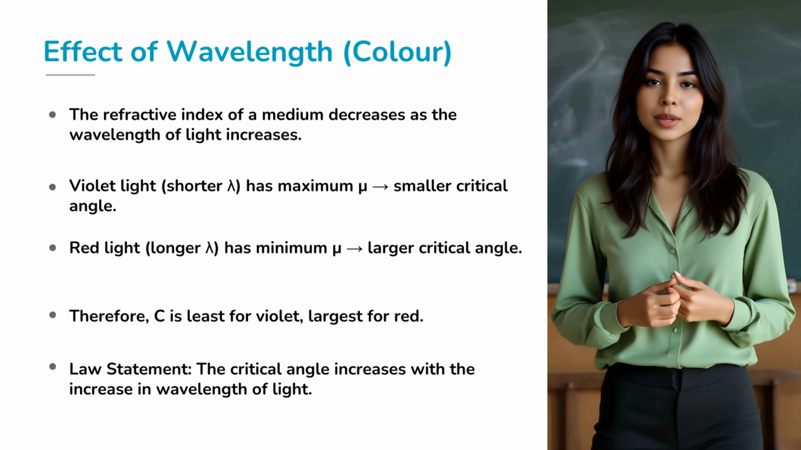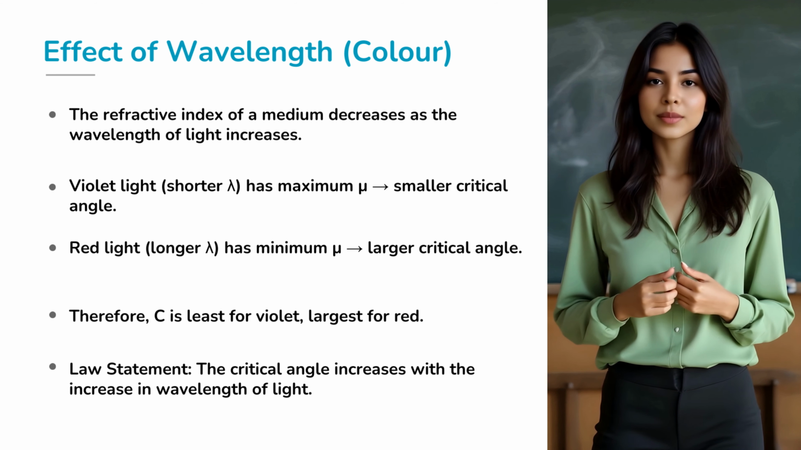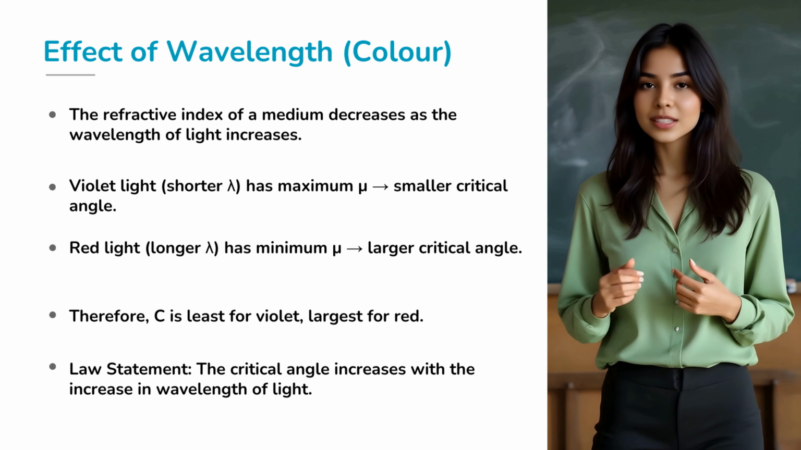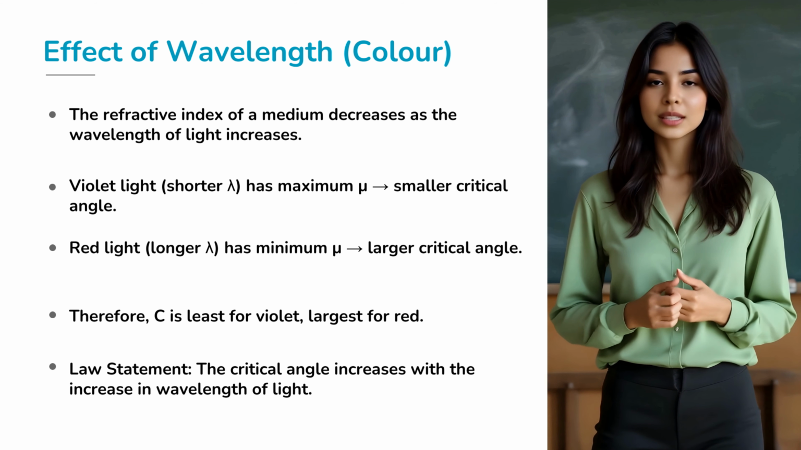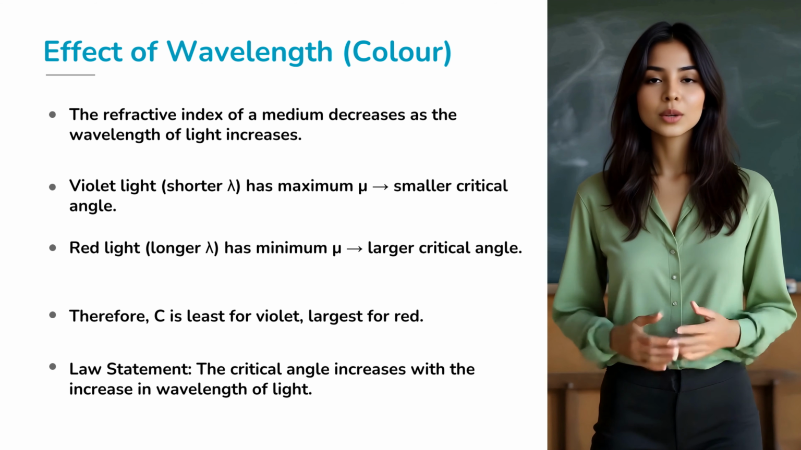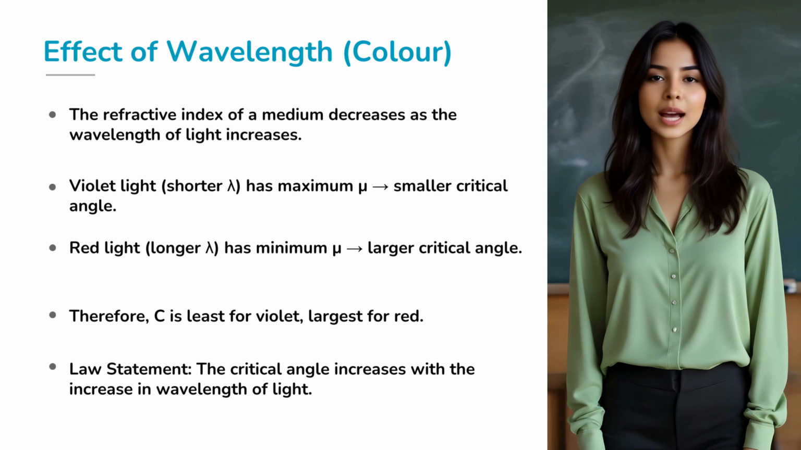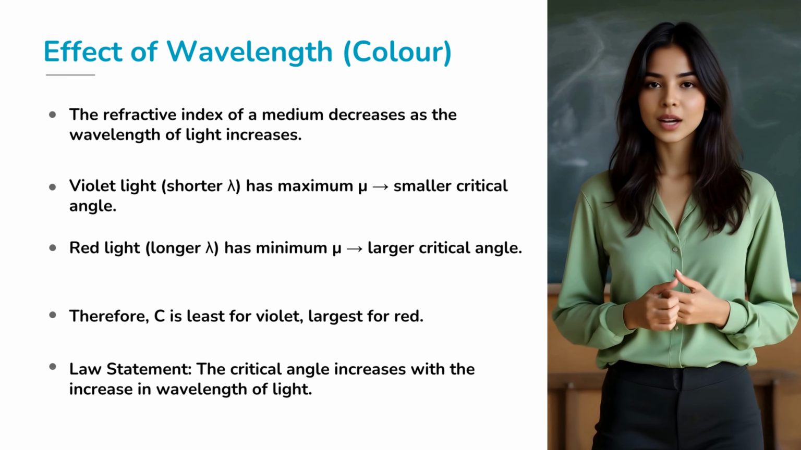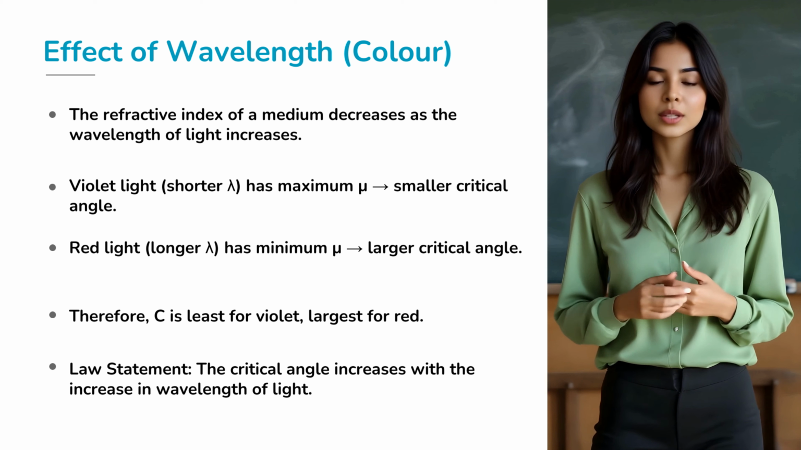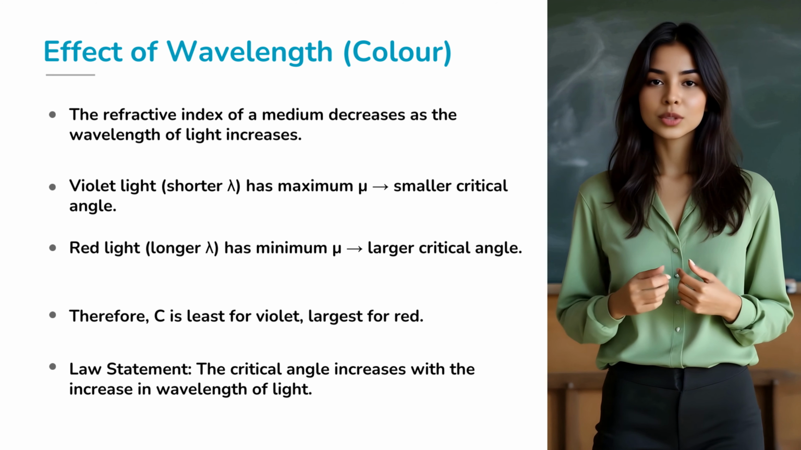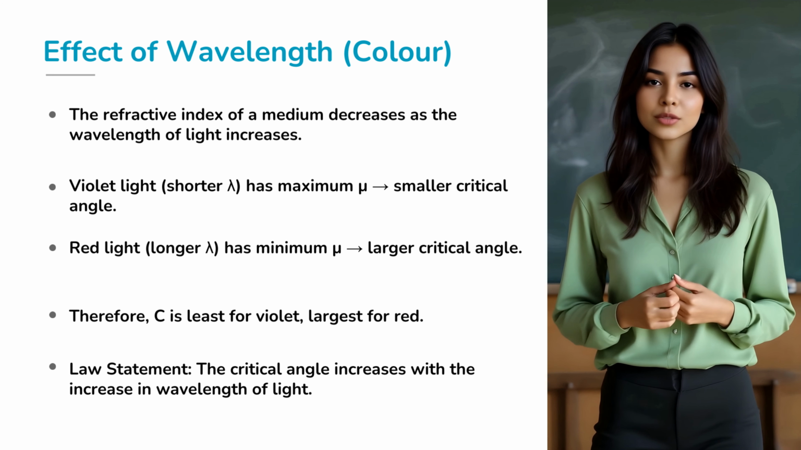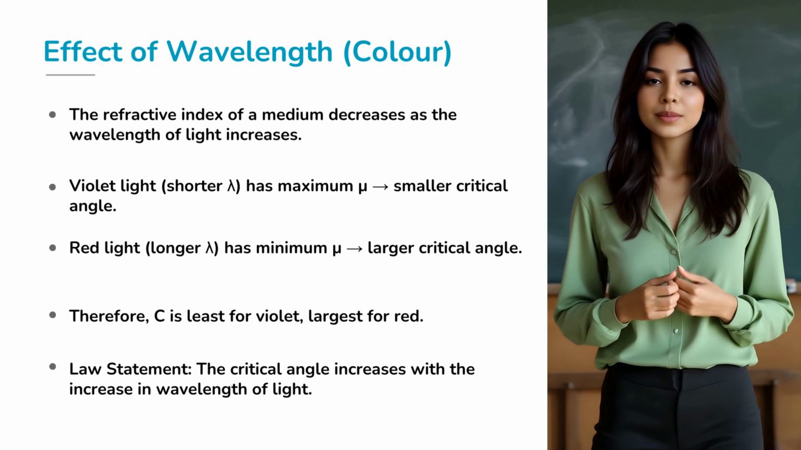So what does that mean for the critical angle? Since mu equals 1 over sin c, higher mu means smaller c. Therefore, violet light has the smallest critical angle, while red light has the largest. In other words, the critical angle increases with the wavelength of light, smallest for violet, largest for red.